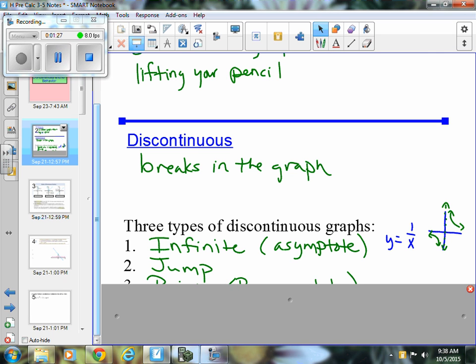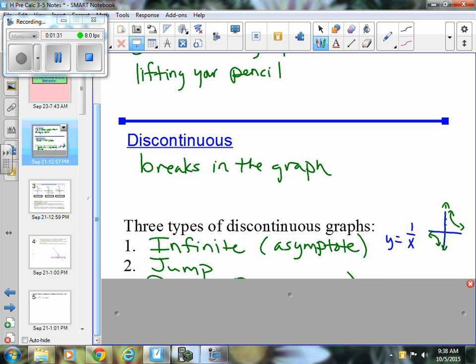The second kind of discontinuity is called a jump discontinuity. A great example of a jump discontinuity, if you think about your parent graphs, would be the greatest integer. That's where you have all those cute little steps. So we have all these little steps, and it's jumping up to a new value. Each of those, when you jump up, you have a place where it's discontinuous. It's changing the y value, jumping up to a new value.